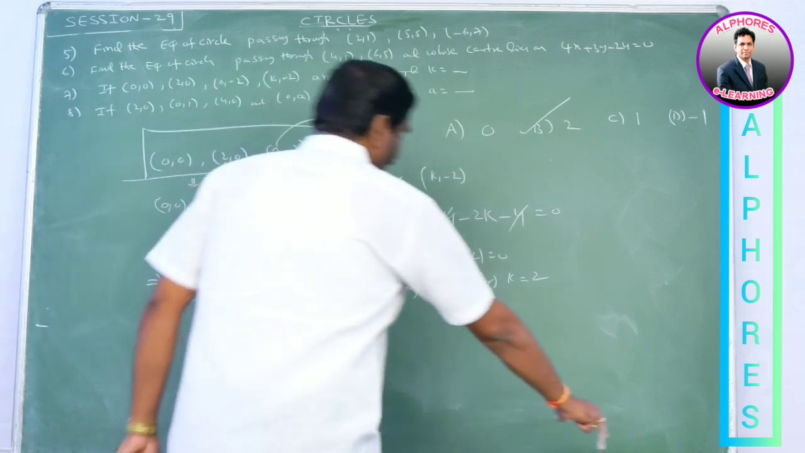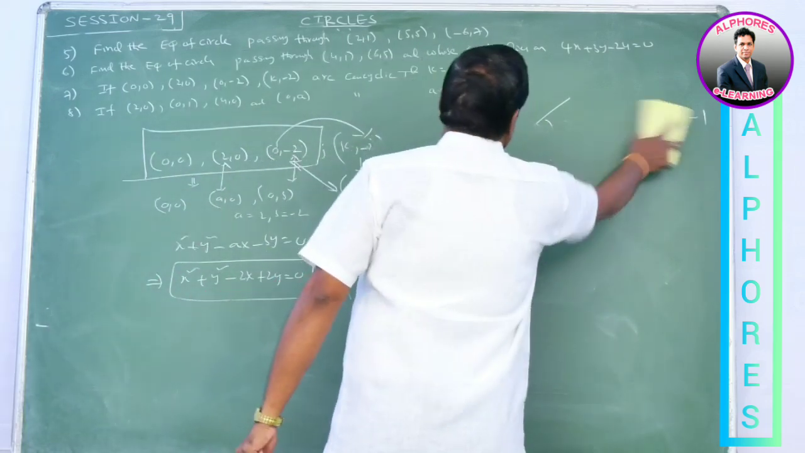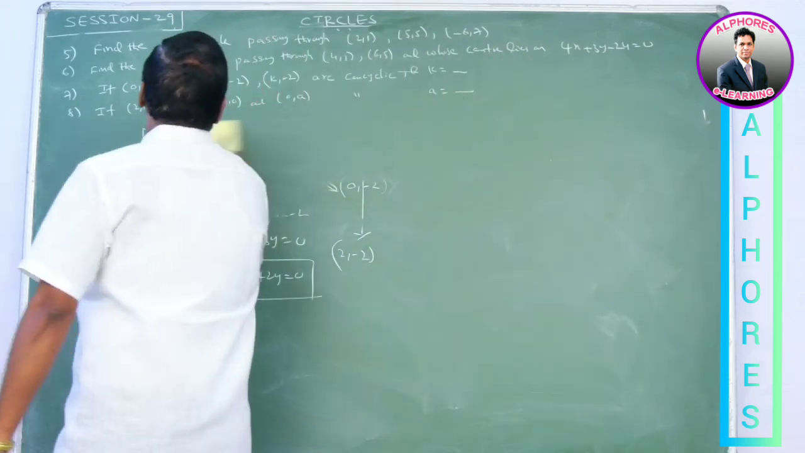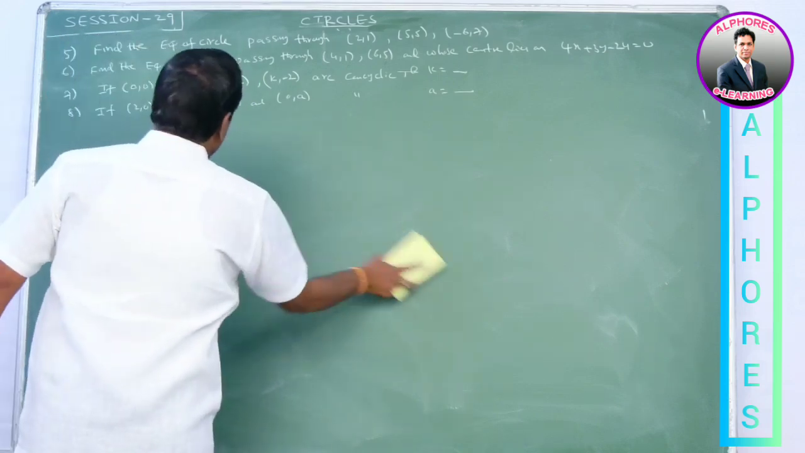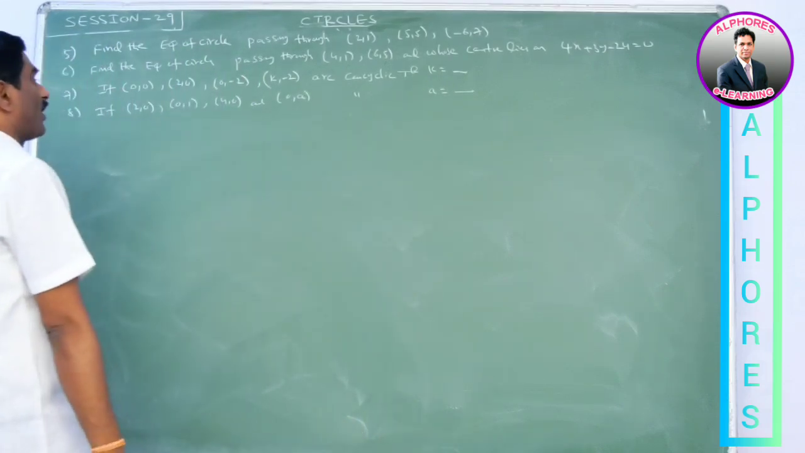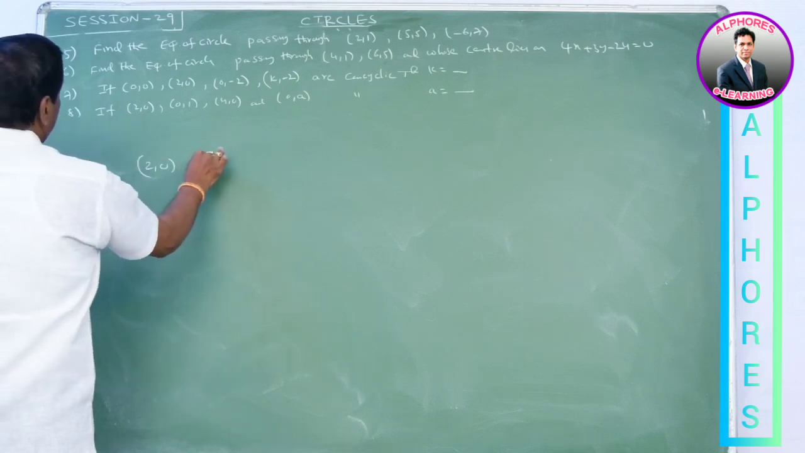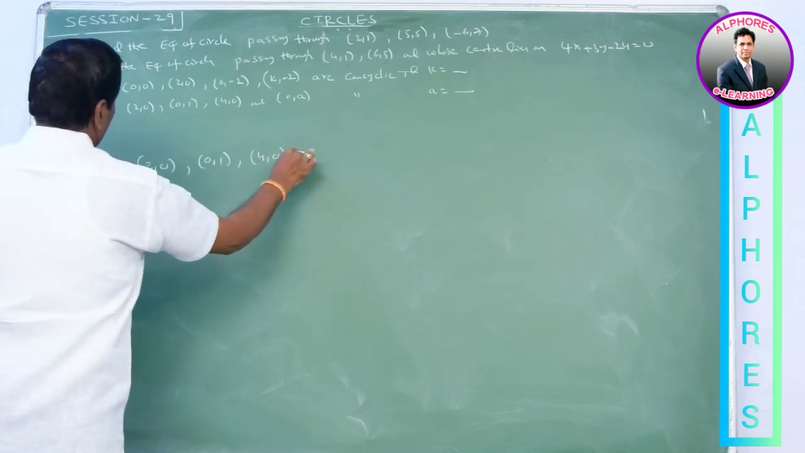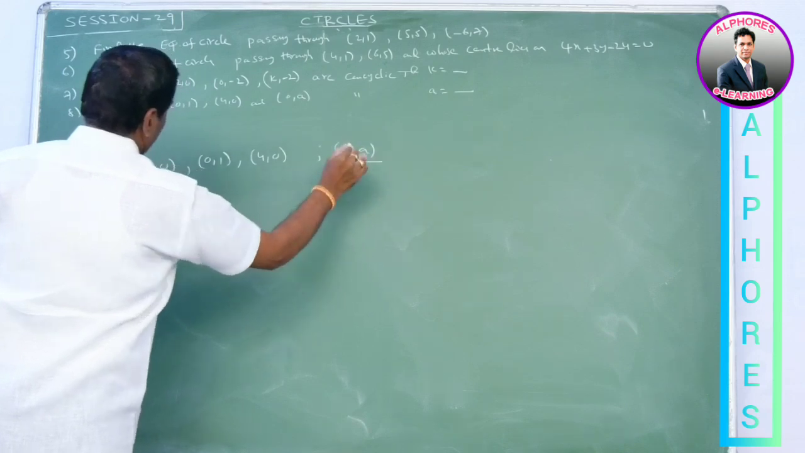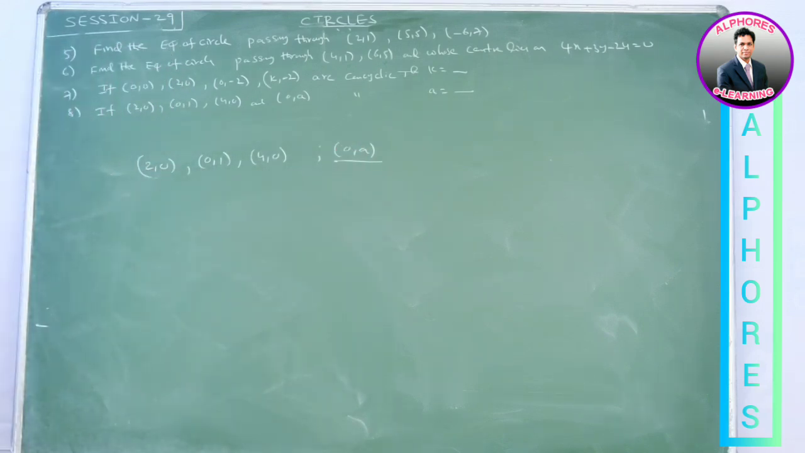Next, eighth one. If 2, 0, 0, 1, 4, 0 and 0, a are concyclic points, then a is equal to dash. The given points are 2, 0, 0, 1, 4, 0, 0, a are concyclic. Here 4 points are given. First we find the equation of the circle passing through these 3 points. Is there any formula to find the equation of the circle directly?